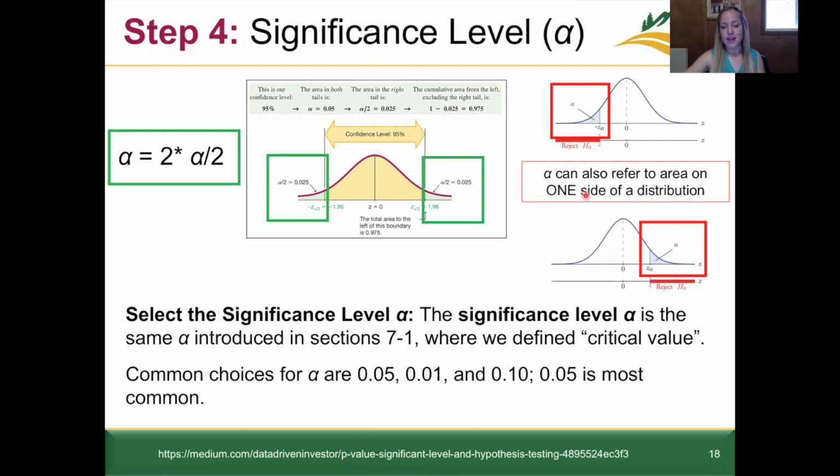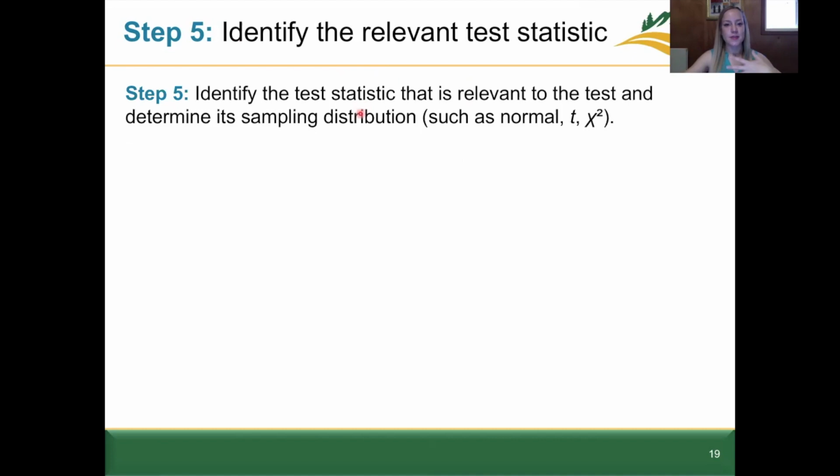This will come back as we continue on in chapter 8, so alpha split up into 2 tails and alpha also on 1 tail. Okay, let's continue on now to step 5. Step 5 is identifying the relevant test statistic. So again, we're finding the test statistic in step 5 that is relevant to the test and determine its sampling distribution.